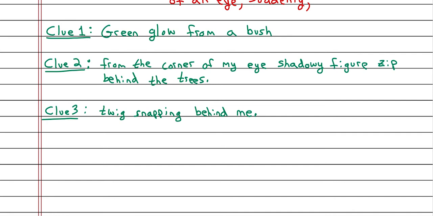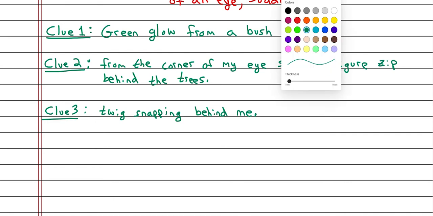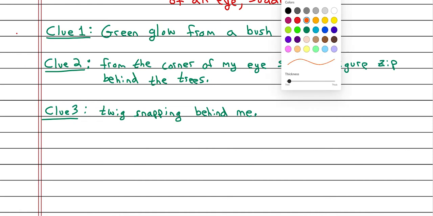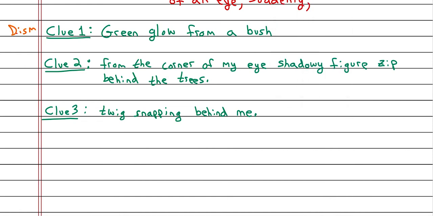Generally, we want the first clue to be very dismissive. What a character typically does when they see the first clue, like a green glow from a bush, is you're not totally spooked out. You often dismiss it as something innocent. So you come up with an excuse. You convince yourself that it's nothing major. It's probably nothing, right? And you come up with something that's realistic, okay?